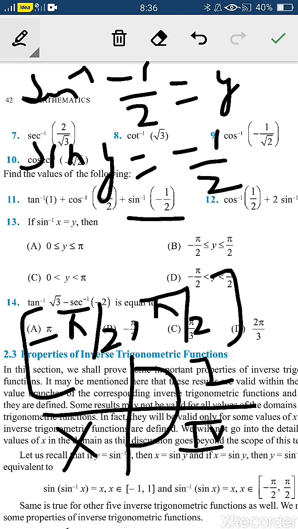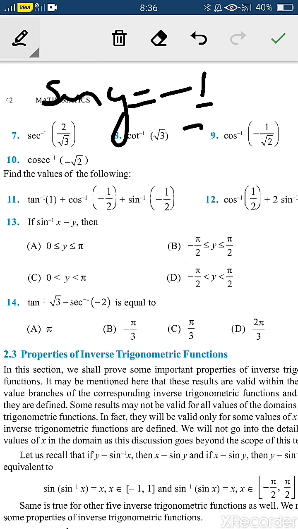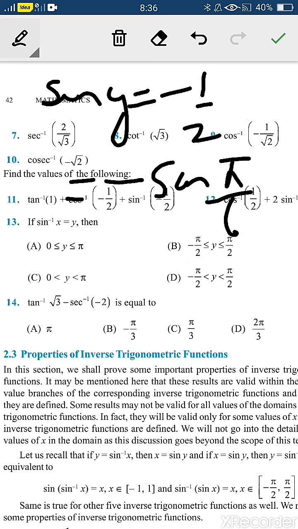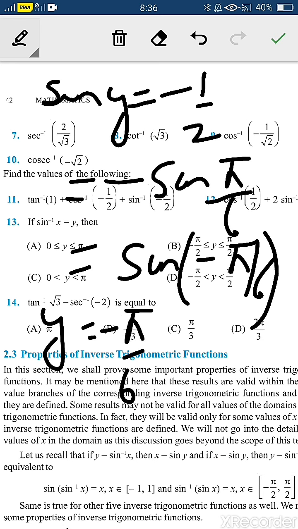So what will we take? First we will find the value for half. Sine y is equal to minus half. It is equal to minus, and when is sine half? That is sine pi by 6, right? And we can write it as sine of minus pi by 6, because in the fourth quadrant it is 2 pi minus pi by 6, that is minus pi by 6. So it means y is equal to minus pi by 6, right?